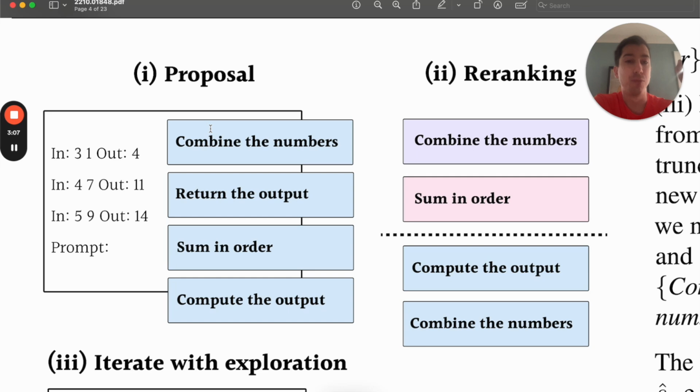And then they rank these. They send it back to the LLM, say, rank this. But a key piece here is that they use these as instructions for solving the actual inputs and outputs. So the way that they rank is by saying, use this as an instruction. Combine the numbers as the instruction with the input 3, 1, and the output is 4. Is this a good instruction for solving this? And in that way, they're able to find, here are the best ones.